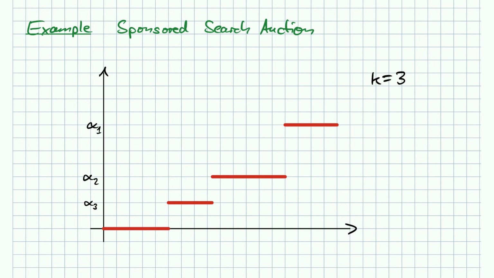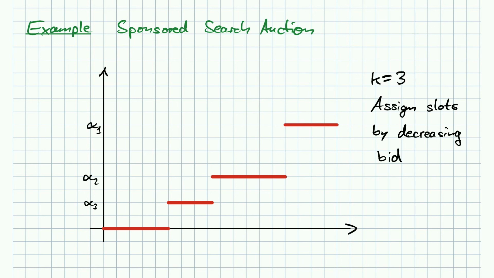Namely, we always assign the slots by decreasing bid. So whoever bid most gets the top position, whoever bid second most gets the second highest position, and so on. And this will again result in a monotone function, which then looks like this. And what will the payments be like? Well, it is again the area above the curve.